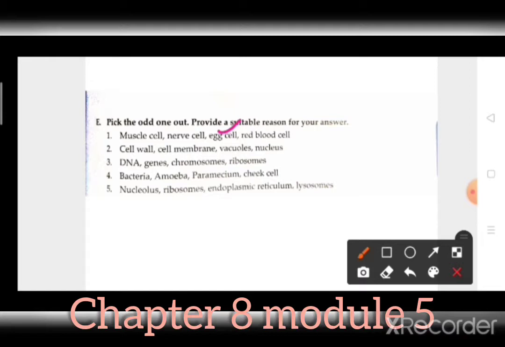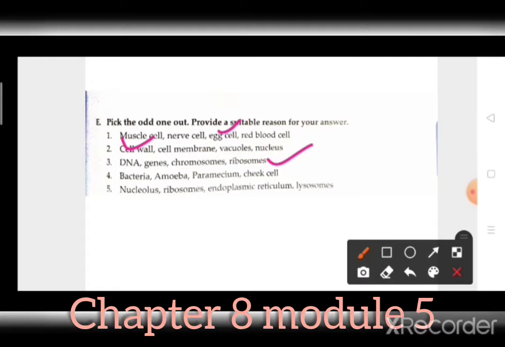So here cell wall is the odd one because cell membrane, vacuoles, nucleus, these are present in both animal and plant cell, whereas cell wall is present only in plant cell. Then third one, DNA, genes, chromosome, ribosome. So ribosome is the odd one because DNA, genes, chromosomes are related to heredity, whereas ribosome is related to protein synthesis. Next fourth is bacteria, amoeba, paramecium, cheek cell.